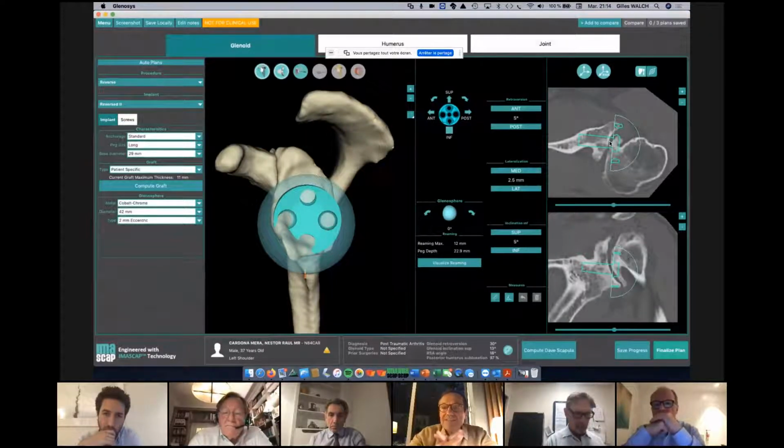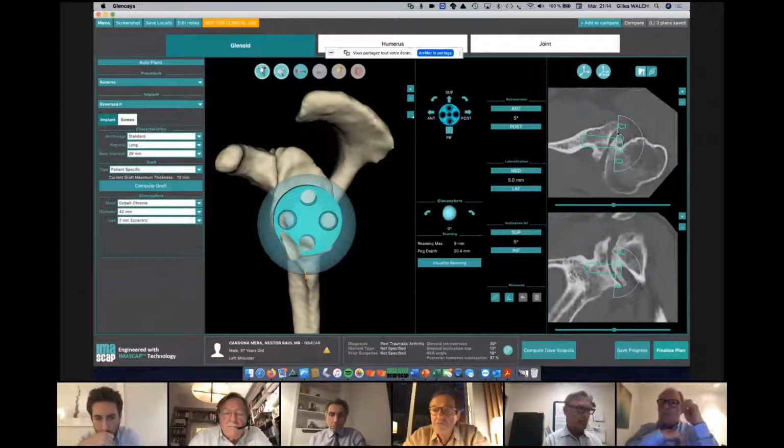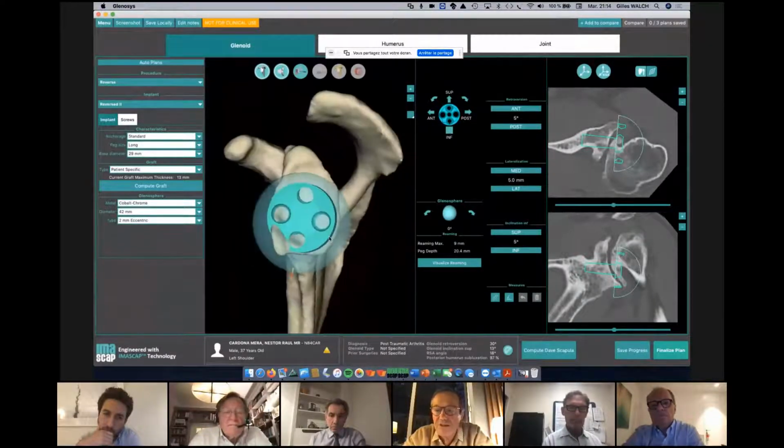I always lateralize the glenoid between 5 and 7 millimeter in order to avoid the notching. So I start with that. I lateralize 5 millimeter. In this case, this is 5.5, so 5 millimeter, and that is correct. I have no perforation posteriorly.